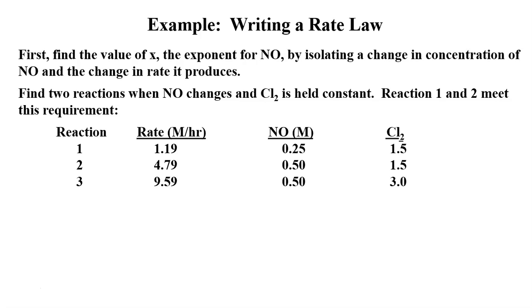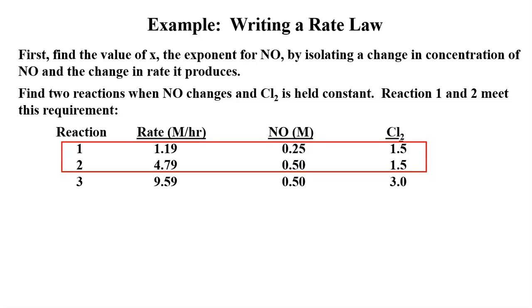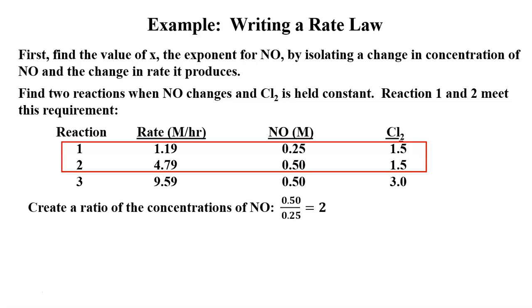And if you look, you can find that reactions 1 and 2 meet that requirement. So you see that Cl2 is held constant, and the only thing changing is the concentration of NO. It goes from 0.25 to 0.5 from reaction 1 to 2. And if you do that, what you find is the rate of the reaction changes from 1.19 to 4.79. So create a ratio of NO. And in this case, we decide to put reaction 2 over reaction 1.